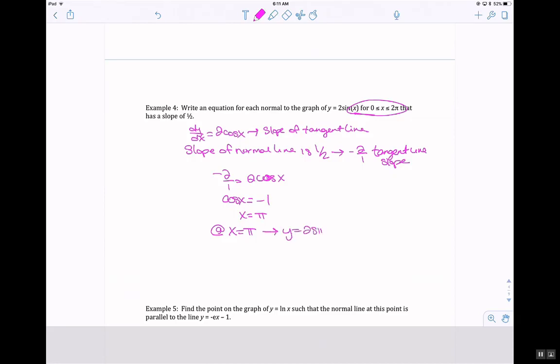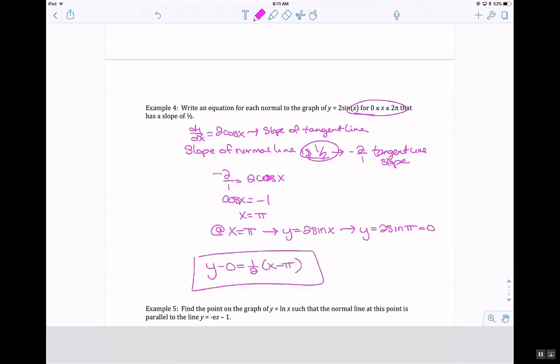At x equals pi, y is 2 sine of x, so y is 2 sine of pi, which is 0. So for the equation of my normal line, I'm going to use my normal line slope: y minus 0 is equal to 1/2 times x minus pi.